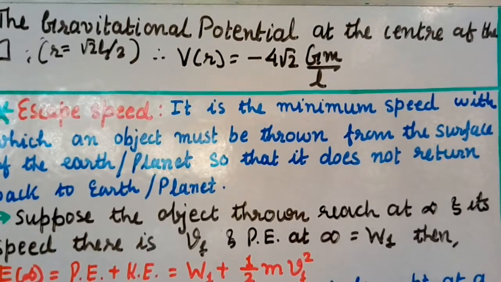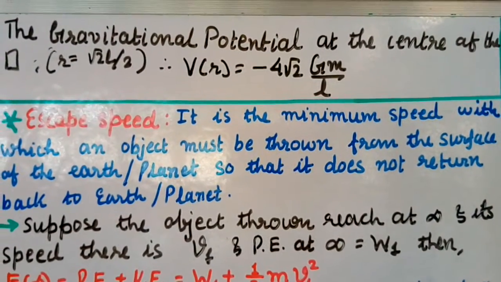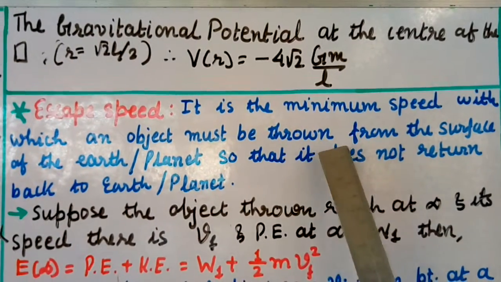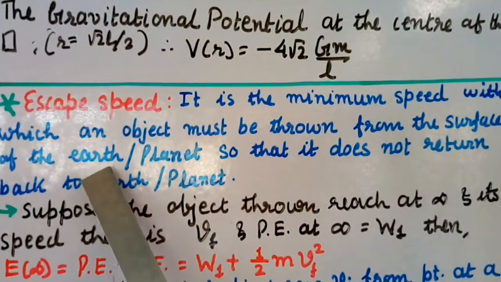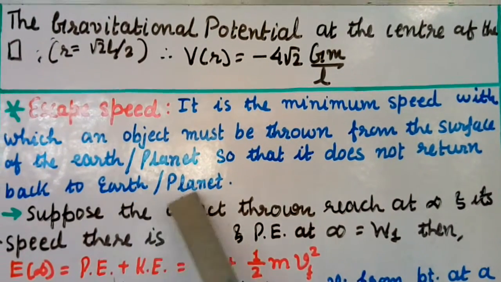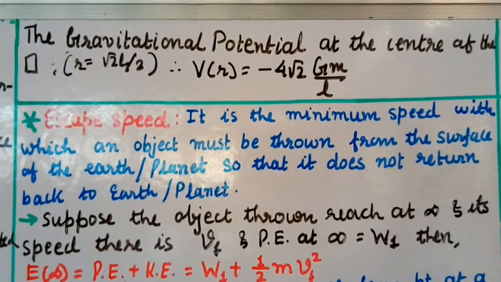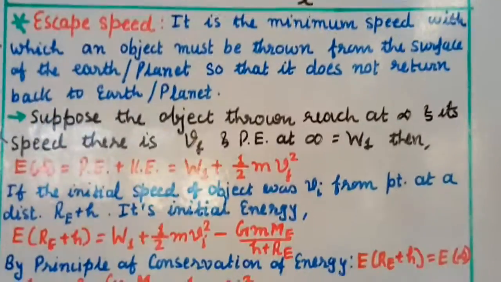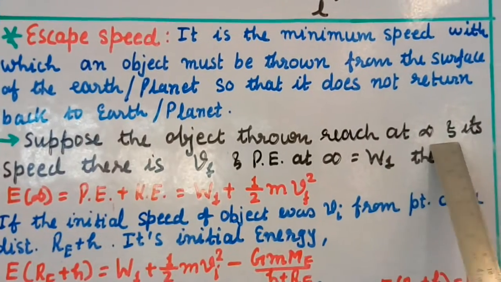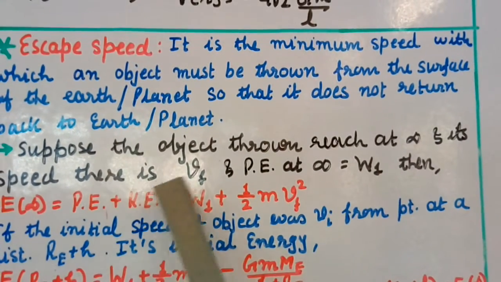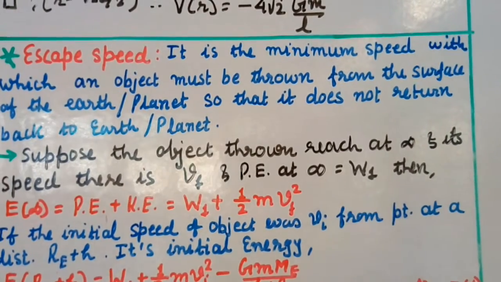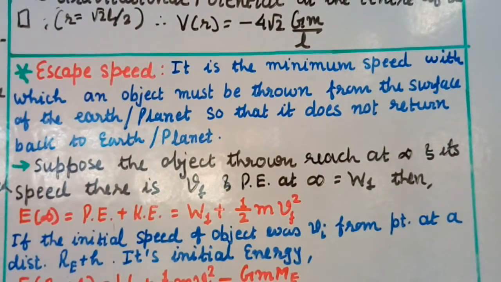So we can define the escape speed as the minimum speed with which an object must be thrown from the surface of the earth or the planet so that it does not return back to the earth or planet. So it is escaping from the earth or from the planet. Suppose the object thrown reaches infinity and its speed there is V_f, and the potential energy at infinity is equal to W_1. Already we said that potential energy at infinity we will take as W_1.